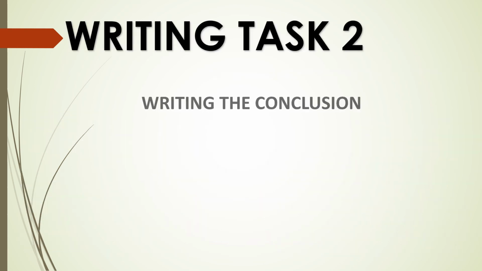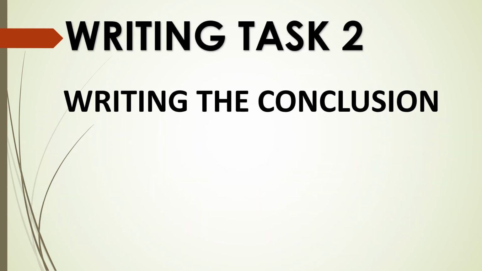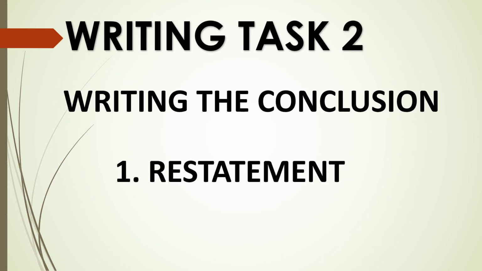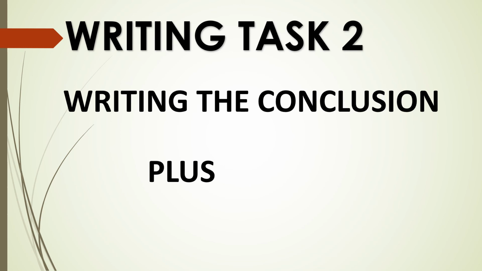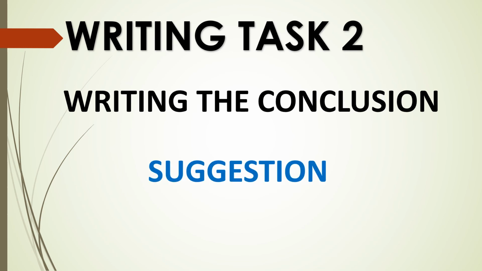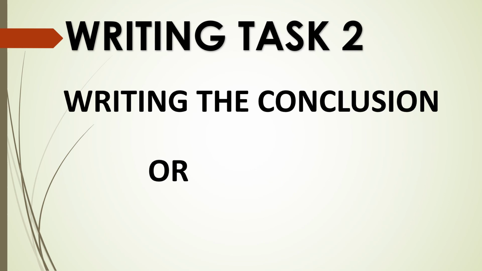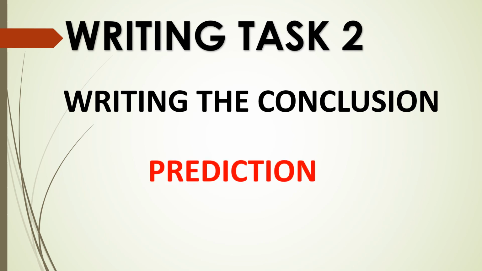Okay, so let's move on to writing task 2, writing the conclusion. You may check the example essay that I have given to you. Check the body paragraph 2 and identify the main point, explain 1, explain 2, and example if there is. For the conclusion, we have again three ways of ending our essay. First one is restatement plus either suggestion or prediction. Suggestion is when we give a suggestion.